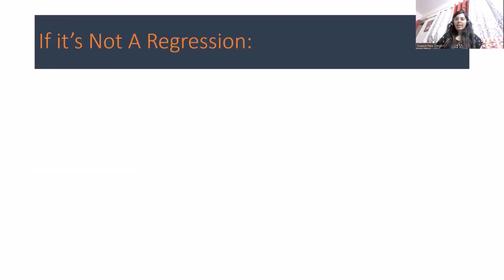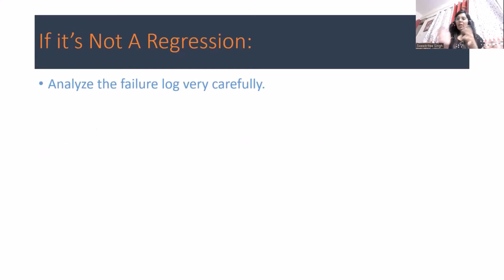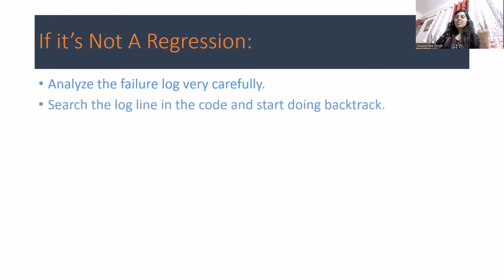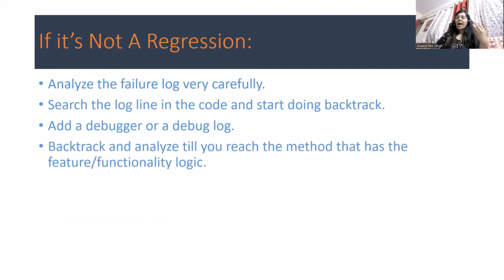If it is not a regression, then you need to analyze it more, because you cannot compare the failed and the pass log, since not a regression means it is an already existing bug. So you have to analyze the failure log very carefully, search the log line in the code and start backtracking. Add a debugger or debug log in your code and backtrack and analyze till you reach the method that has the feature or the functionality logic.